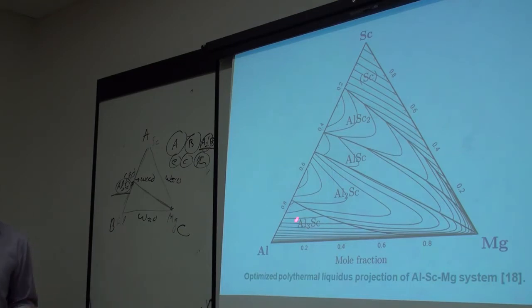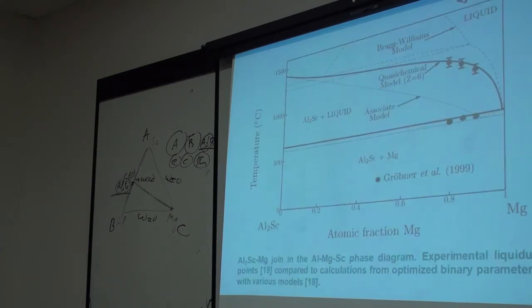Okay, it might fit up the binaries nicely, but in the ternary it's very, very different from what you actually observe. You're always then having to put in these ternary parameters with your associate model. Now, going back here then, if you used your associate model, you're not going to get any positive deviations. Way too low on liquidus.